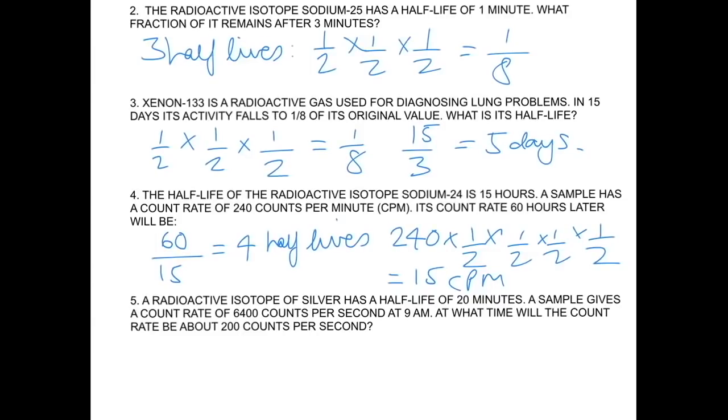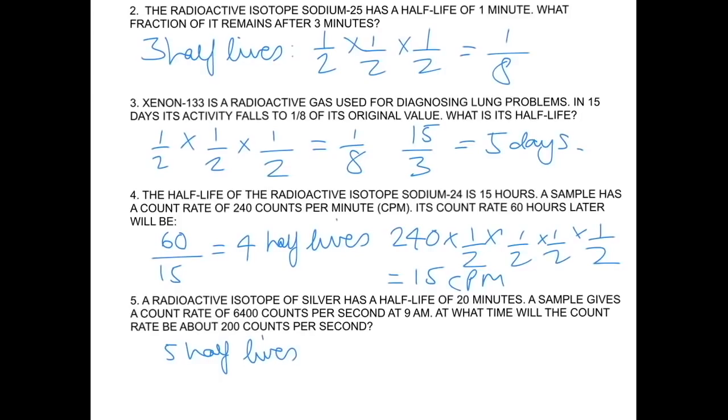So I'm just going to do 6,400 times a half, and I've got 3,200, so I'm going to times it by half again, and I'm going to keep going until I get to 200. And actually what I found here is that it has taken 5 half-lives in order to get to 200 counts. So all I did was times 6,400 by a half 5 times, and I got to 200.